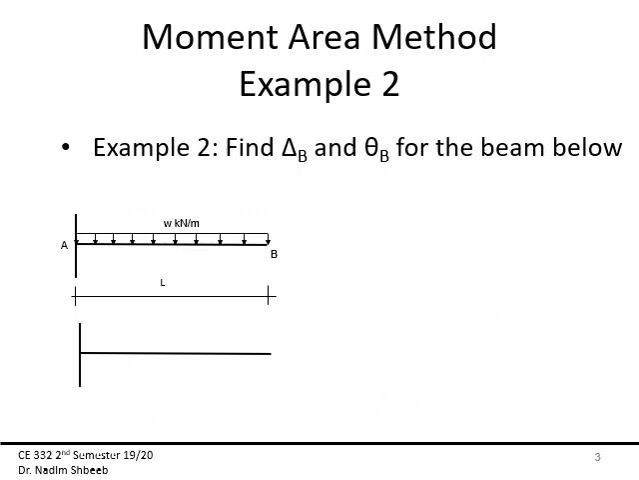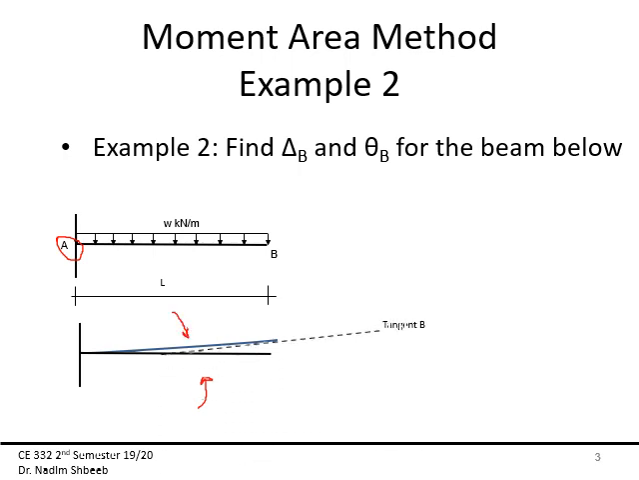Here I want you to find delta B and theta B for the beam below. This is a cantilever beam fixed at A. So we know that the deflection curve is going to be like that. But let's assume that I'm going to assume the wrong deflection curve. How would I figure out that the deflection curve that I'm choosing is the right one or not? So let's say I'm going to go with this deflection curve.